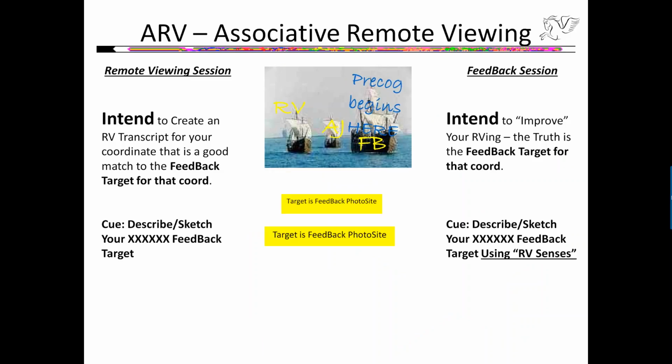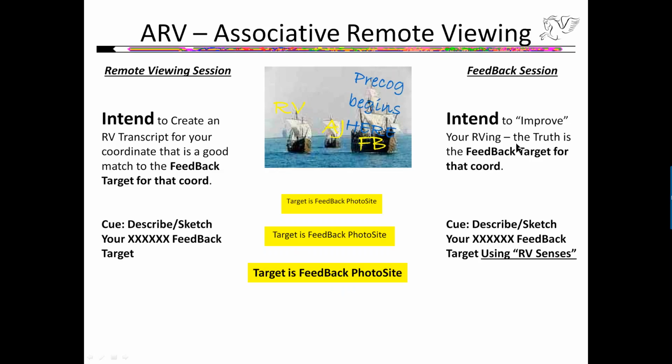Now, this is just to tell you every chance I get that intention is really important, and it's the intention to describe and sketch your, whatever the coordinate is, feedback target. This target is the feedback photo site. The judging session is just something else that either you or somebody else is doing. That is to be ignored when you're doing your remote viewing session and when you do your feedback session. Your feedback session, you intend pretty much the same thing. You know, describe and sketch your feedback target.